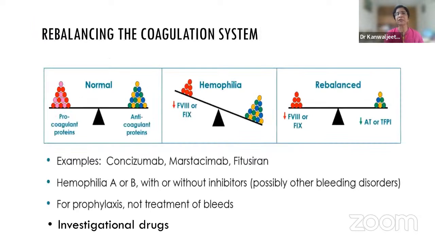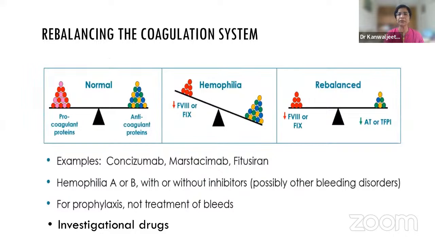Regarding rebalancing of the coagulation system, normally there is a balance of procoagulant as well as anticoagulant proteins. In hemophilia, factors are lower, so you can see the balance is tilted towards anticoagulant proteins. If we remove a portion of this, the balance would be restored, and that is what fitusiran does, antithrombin B, and these two antibodies too, they are inhibitors of the inhibitors, so promoting tissue factor 1.